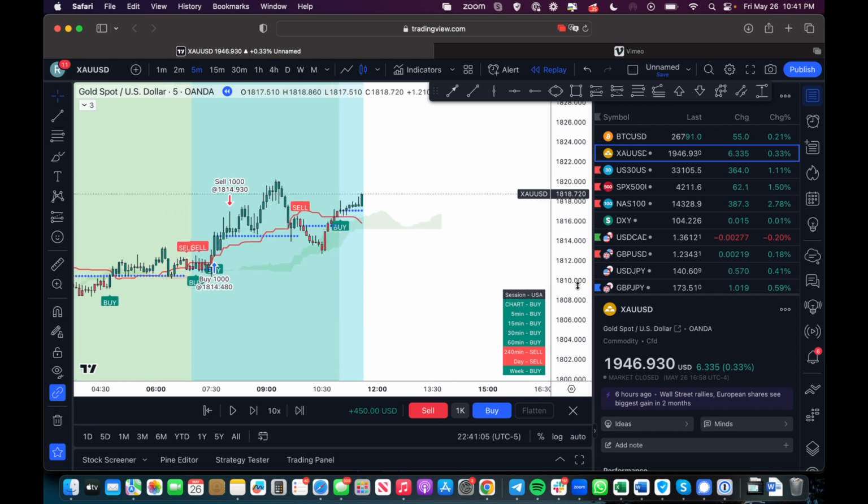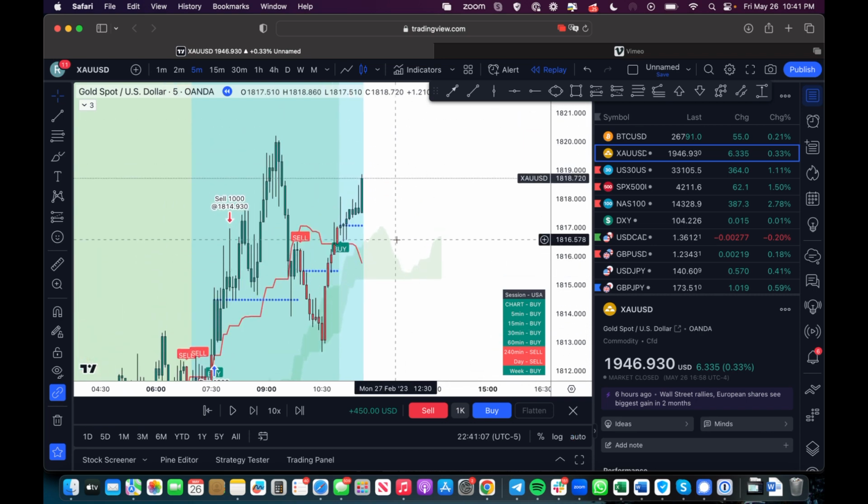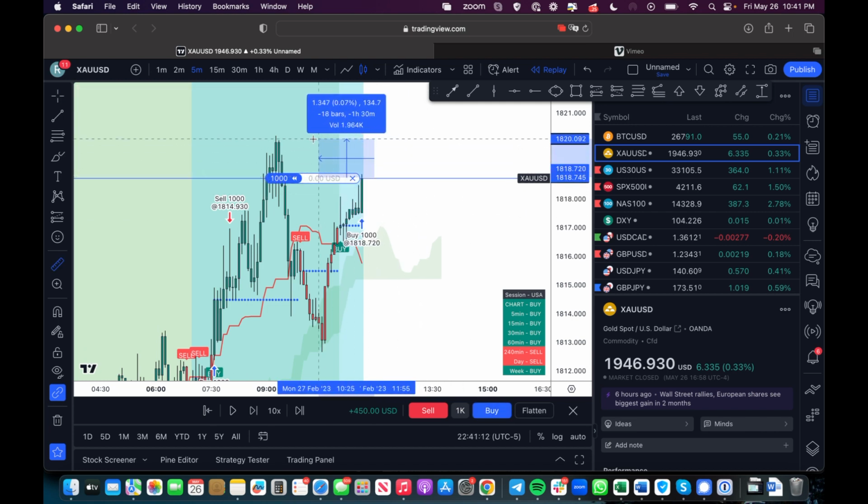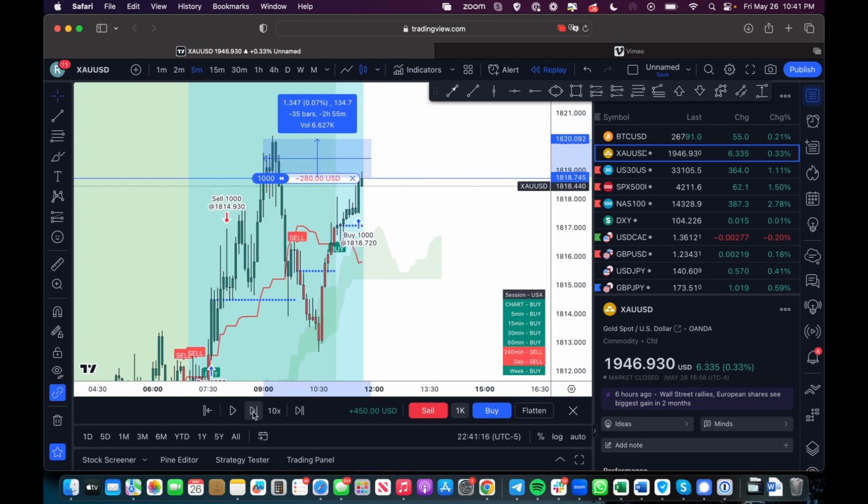There we go. So we got a little push up. I'm going to go for a quick scalp here and just target towards the top of these highs, which is about 13 pips. So let's see if we can just get a little bit of a push up.